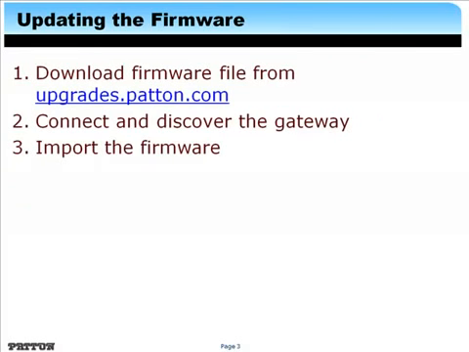Let's attack the first subject immediately, updating the firmware. So there are 3 easy steps. First, you download the firmware from upgrades.patent.com. This is free. Then you connect and discover the gateway, and you just import the firmware using the web interface. It's very simple, and let me show you how that works.